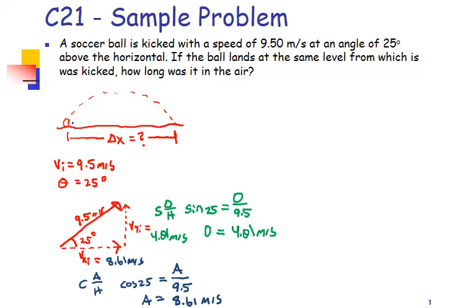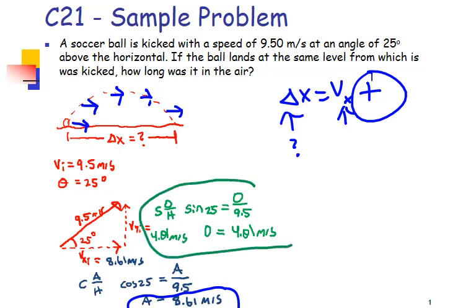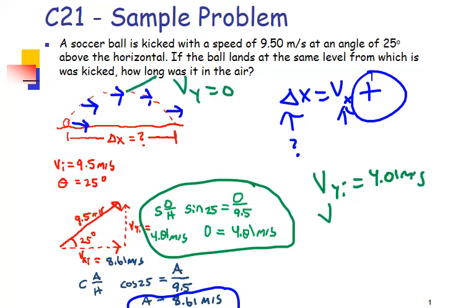So the whole way, it's going to stay 8.61 all the way across. So delta x equals Vx times time. We know Vx is 8.61. We want to know how far it goes. That's our goal, but we don't know how much time is in the air. And that's where we can use our y information. We know Vy initial is 4.01 meters per second. Vy at the top is 0, so V final is 0 at the top.